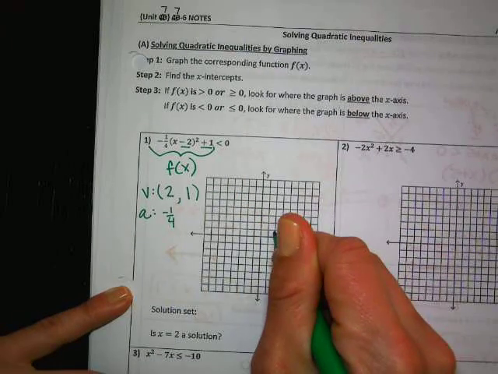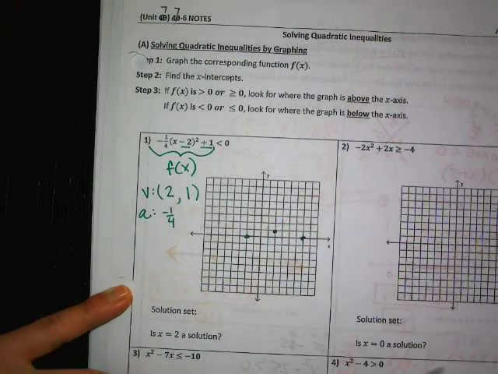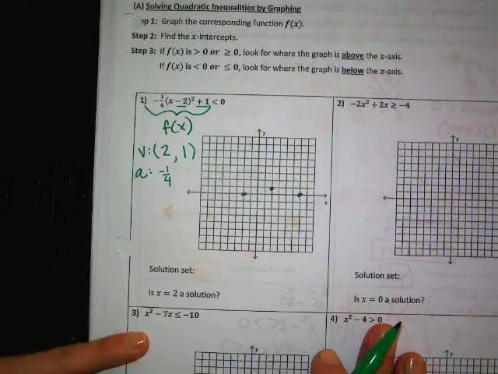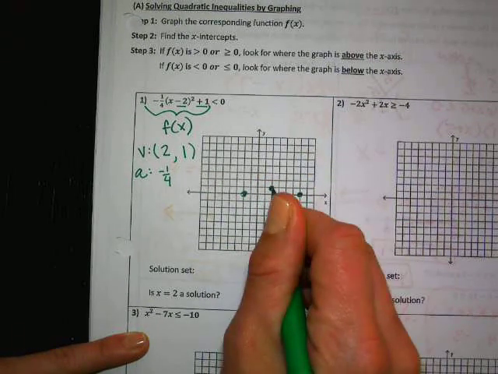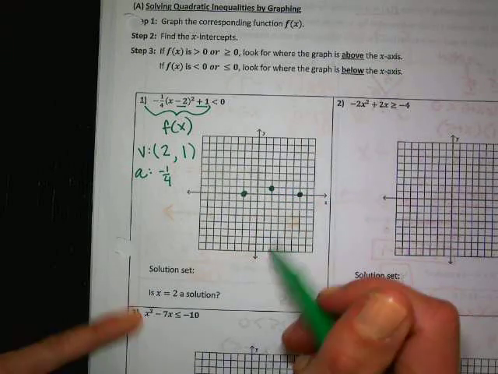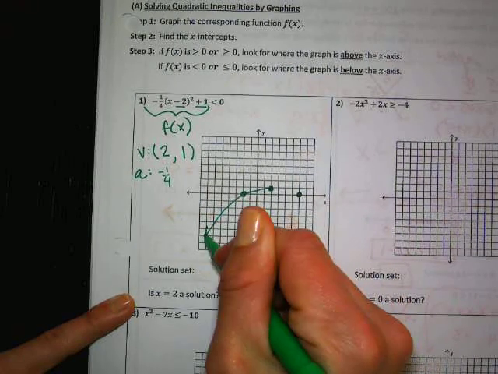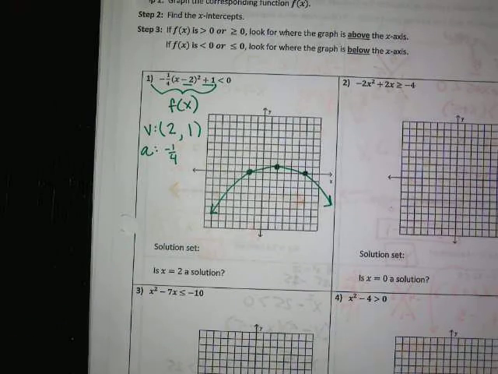All right, so over here we're going to graph 2, 1, down 1, over 4, down 1, over 4. From the vertex, down 1, over 4. That'd be hard, right? All right, so we good on the graphing, right?